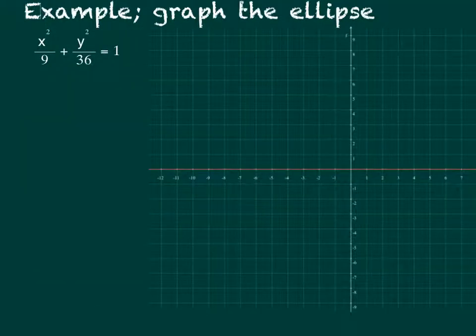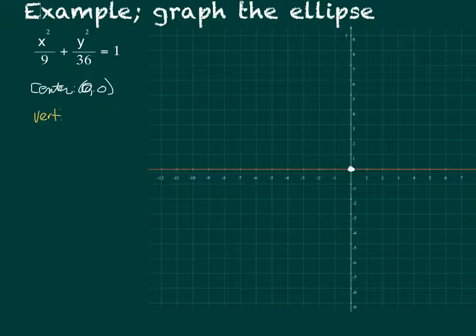Okay, when we're graphing this next one, we see that it's already in standard form, so we can go right into it. We should note that our center is the origin, 0, 0, because there are no numbers with the x and the y in parentheses. So I'm just going to go ahead and graph that, 0, 0. That one's easy enough.